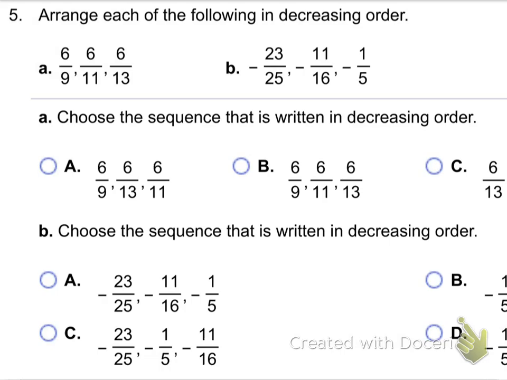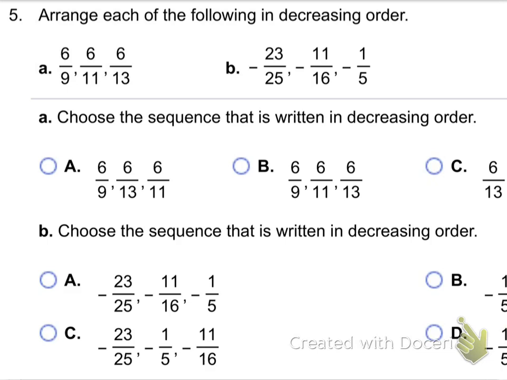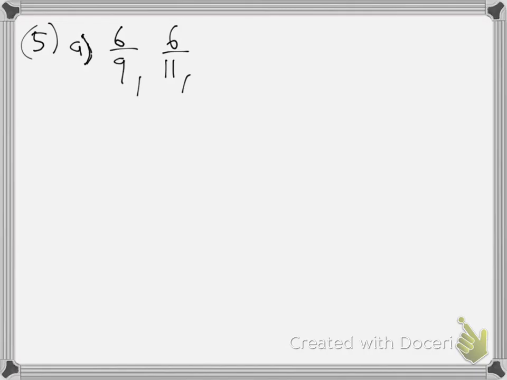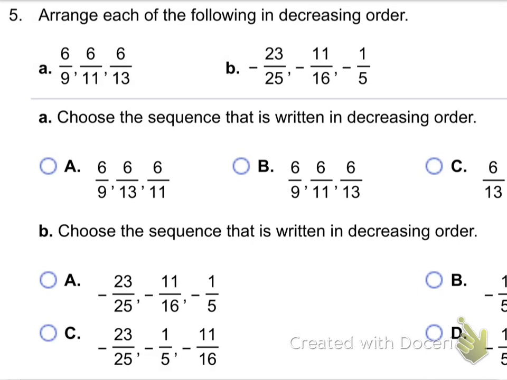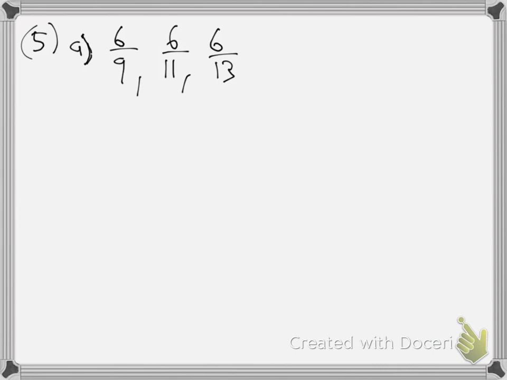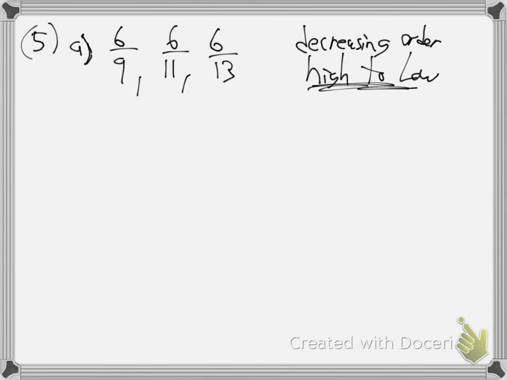On the next exam, the exam we take Friday. So 6/9, 6/11, 6/13. Is that right? Yeah. Okay, and they want me to arrange in decreasing order. So decreasing order. That means high to low, huh? Decreasing, right? If you start with the highest, then it decreases as you go. So they want me to order high to low.